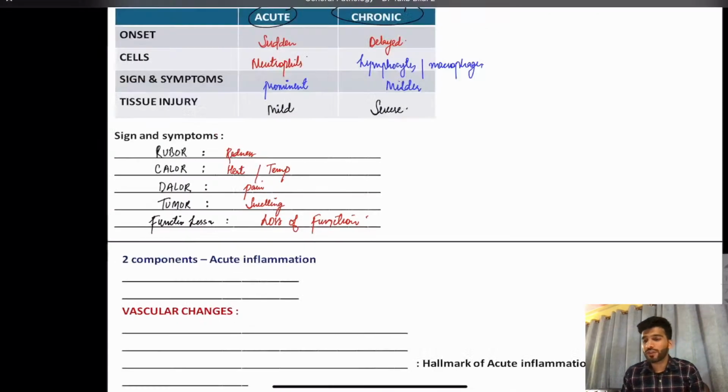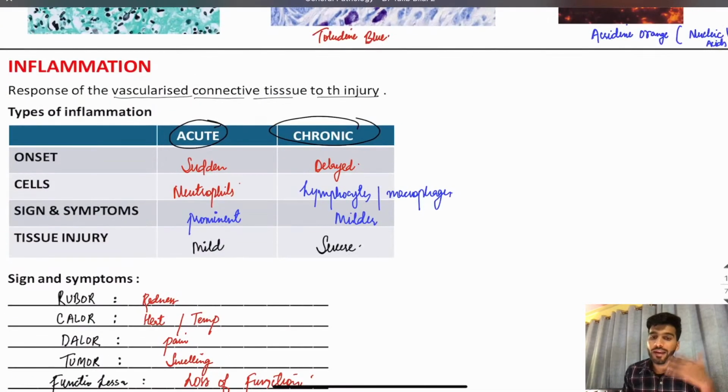So this is the basics of inflammation, guys. What is inflammation? It is a response to injury. Which injury, guys? Vascular connective tissue injury. Whenever the injury happens, the response to that is called inflammation.